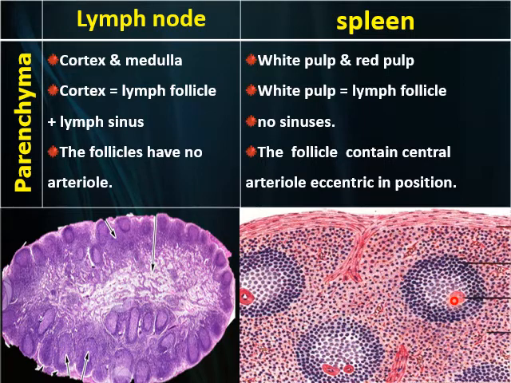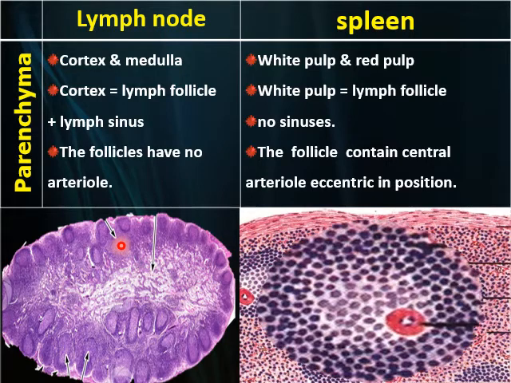So the white pulp of the spleen is a lymphoid follicle containing a central arteriole. The lymph node is also a lymphoid follicle, but it doesn't contain a central arteriole. This is the central arteriole, which is eccentric in position.